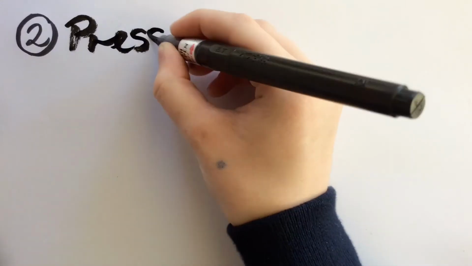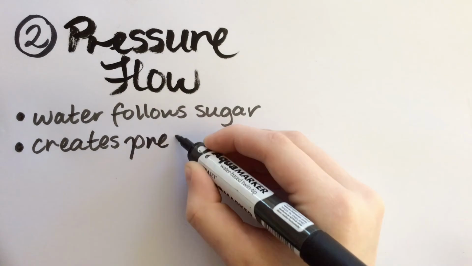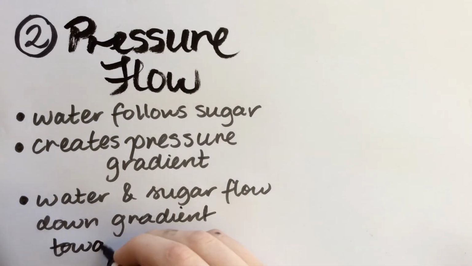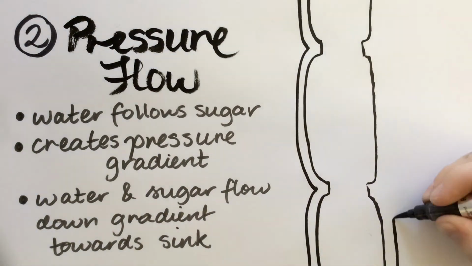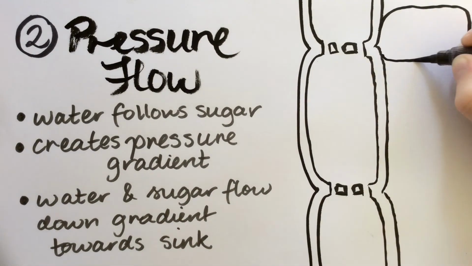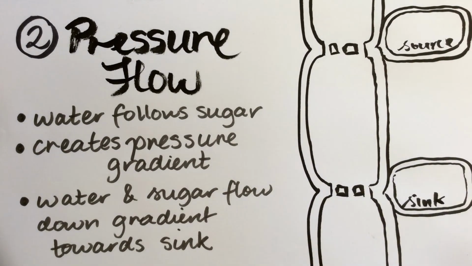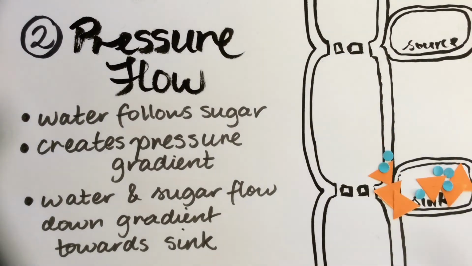The second step, pressure flow. When loading occurs, water osmotically follows and creates a hydrostatic pressure gradient. The difference in osmotic pressure between the source and sink in the phloem drives the phloem sap to flow towards the sink. The direction of the flow is determined by the location of the sink in relation to the source. This means that material in the phloem is not always moving in the same direction.